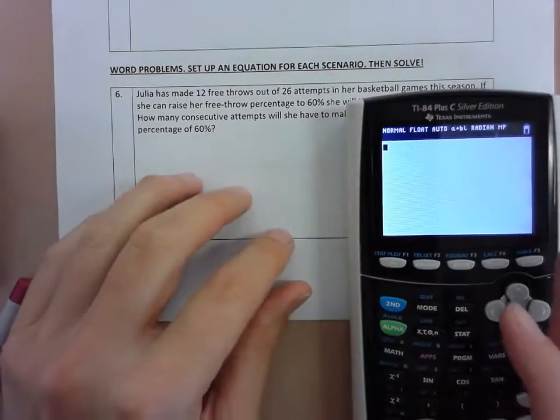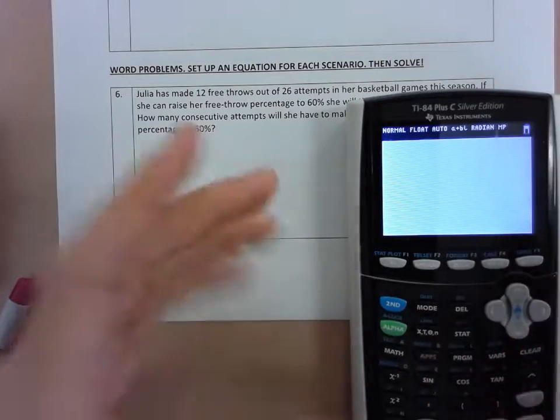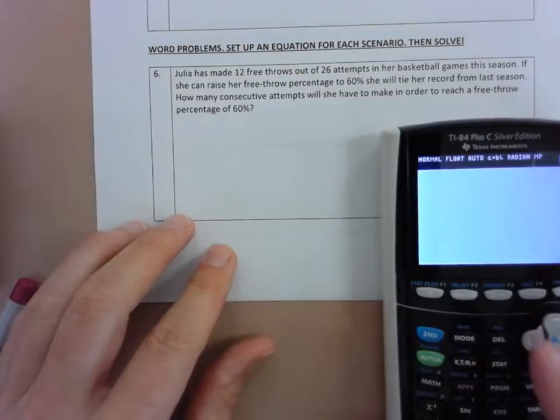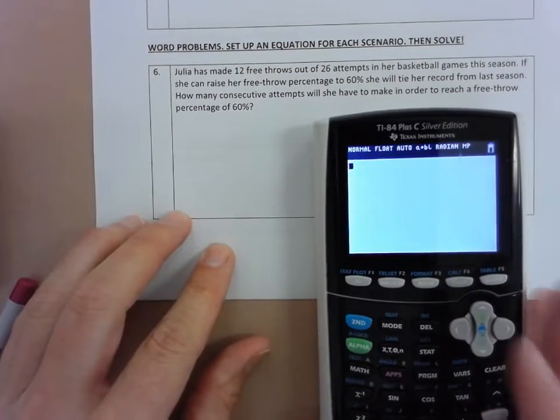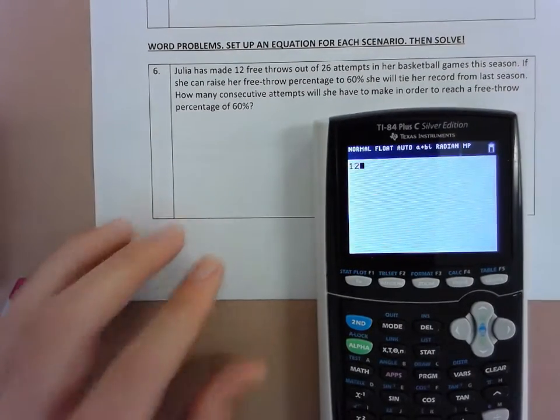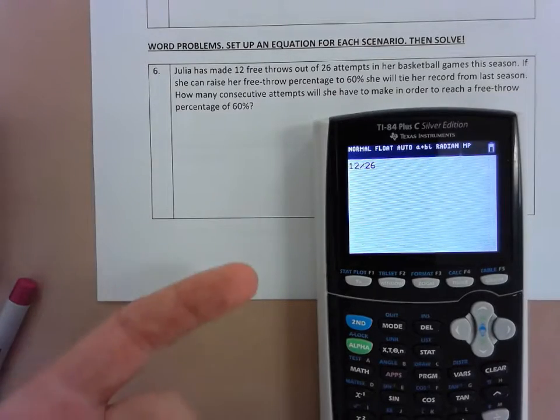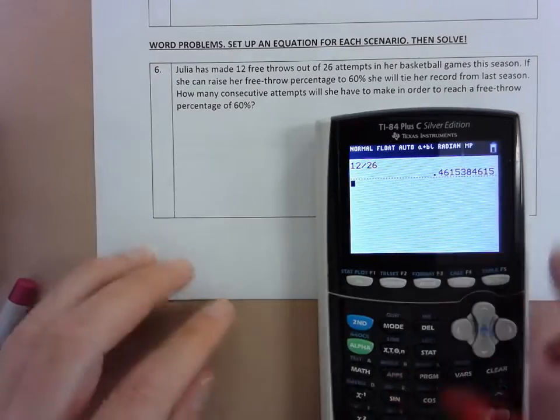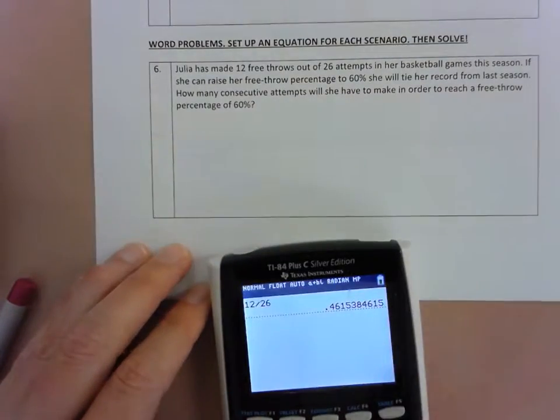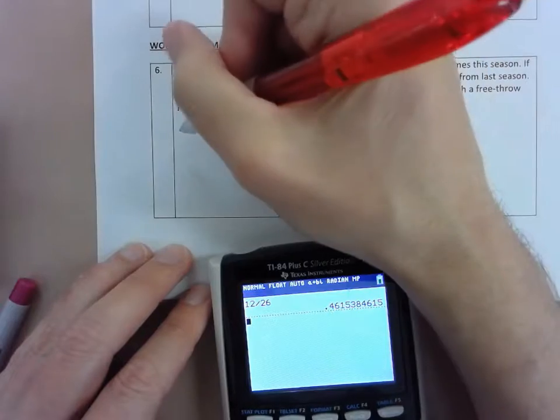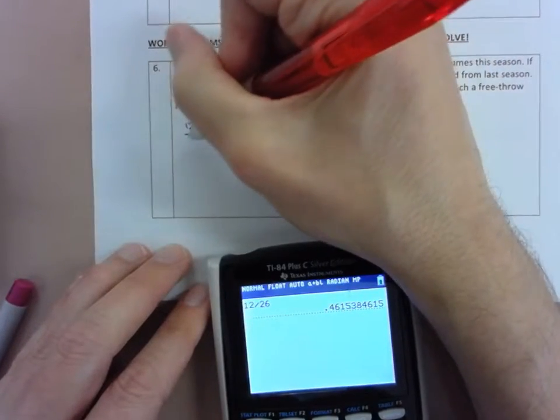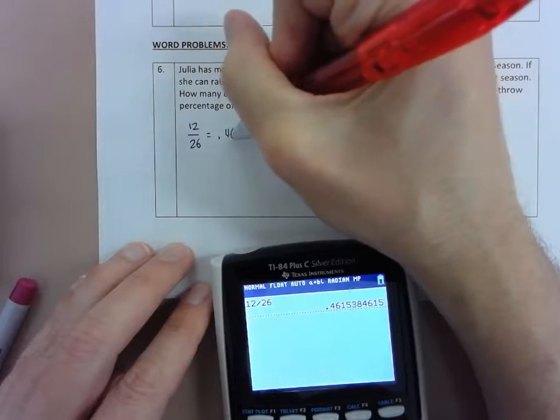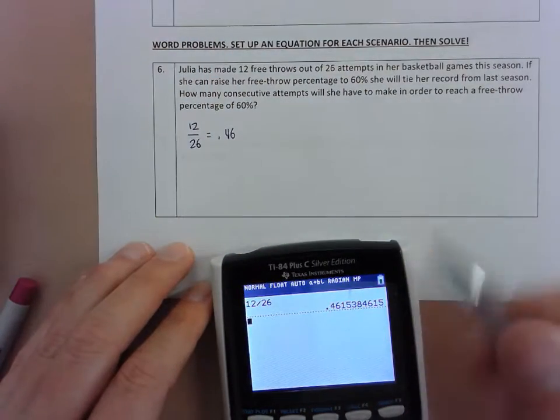And this problem can really be done without setting up an equation. So let me just informally introduce that for you first before we get the equation you're required to write down on paper. So if you do 12 out of 26, you can just test that in your calculator. You can do 12 divided by 26. That's 0.46. That means she's at about 46%. Well, our goal is to get that up to 60%, right? So she's got 12 out of 26, which is about 0.46.